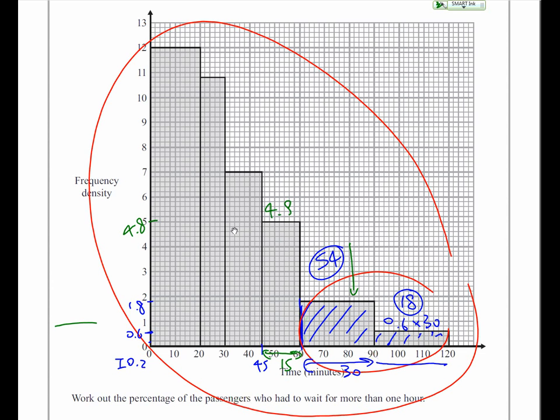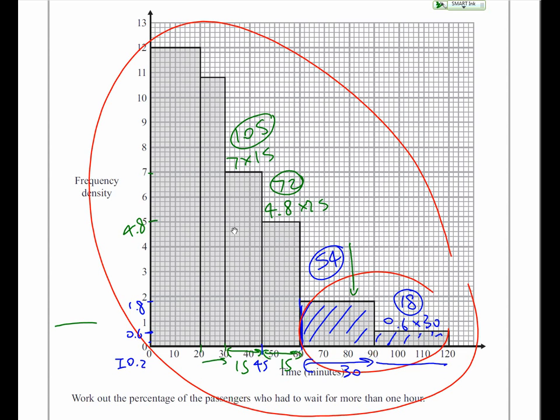So 4.8 times by 15 on your calculator, which is going to give you 72. The next one, that's 30 to 45, 15 wide, goes up to 7. 7 times by 15 is going to give you 105. Hope you can see this okay on the board.